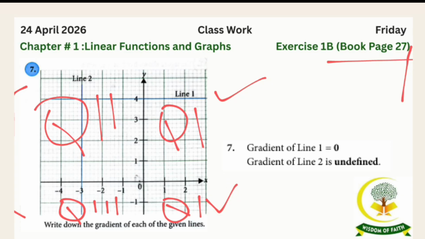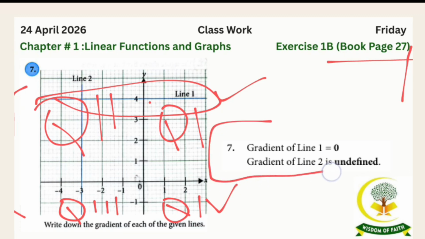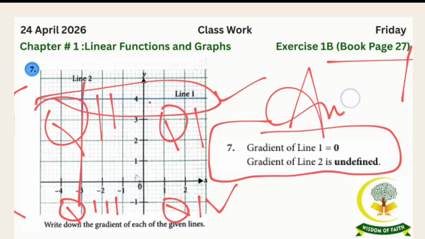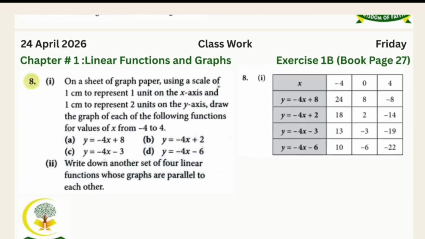So gradient of line 1. So this is actually line 1, right? So line 1 is intersecting at the point 0 because there is no point identified. So you just need to write gradient of line 1 is equal to 0 and gradient of line 2 is undefined. Clear? Because this is a line on the graph. So here you go. This is your answer. You have to write it on your neat copy. Clear? Moving on.